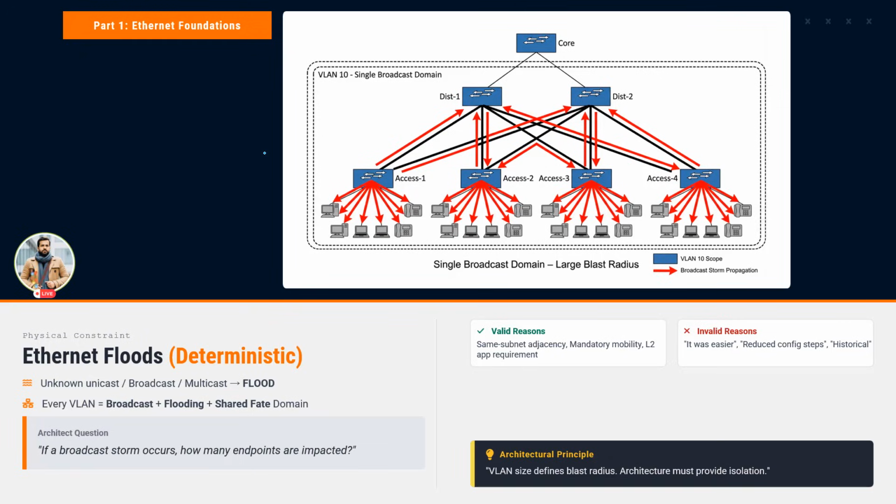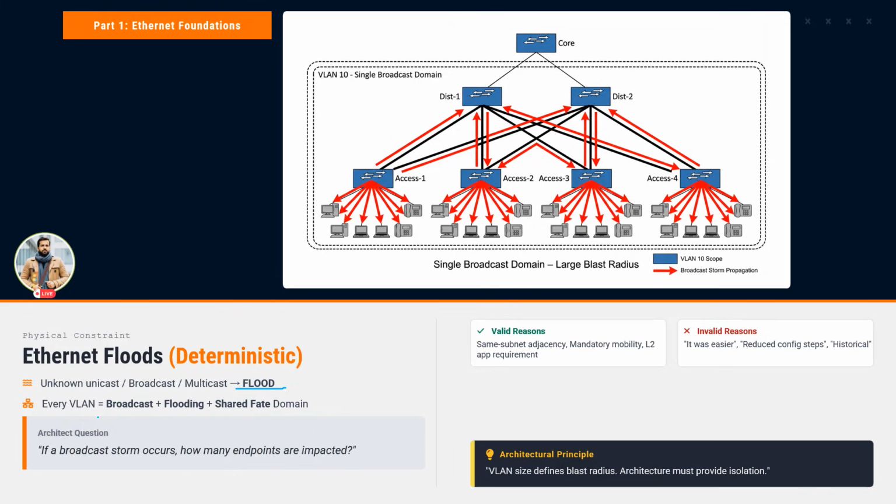Exactly. So let's start with something fundamental that a lot of people overlook. Before we even talk about redundancy or convergence tuning, we need to understand what Ethernet actually does. And here's the thing, Ethernet floods. It's designed to flood. What do you mean by that?